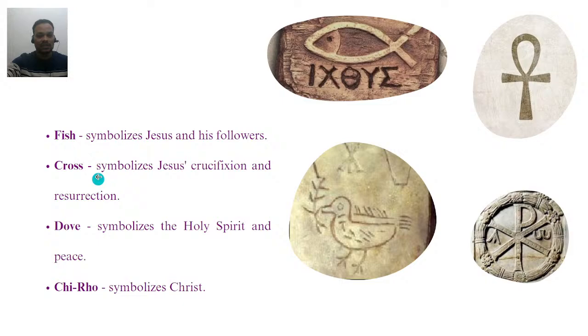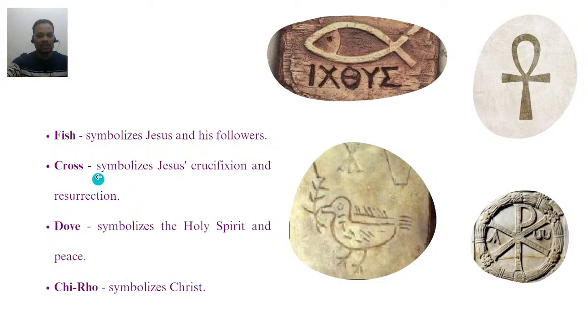Okay, now let's get to more symbols. Now this is the fourth symbol we have, Alpha and Omega. This Alpha and Omega symbolize Jesus as the beginning and end of all things. So you can see this is Omega, and inside this you can see the letter Alpha. You probably have studied, some of you, in physics in your 10th or maybe 12th standard, so you can identify these alphabets easily.